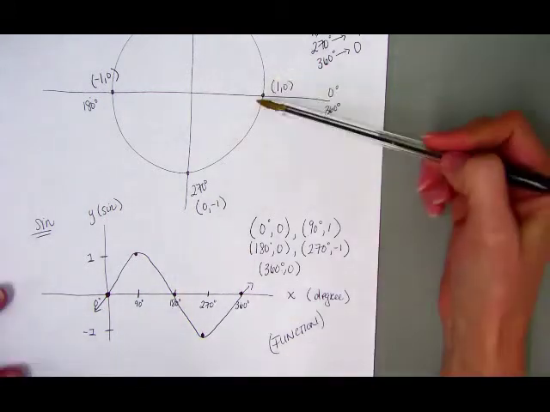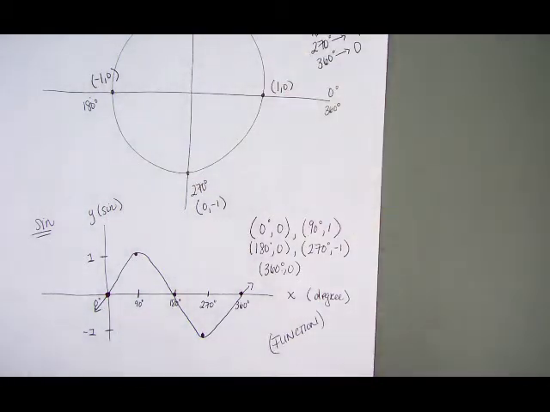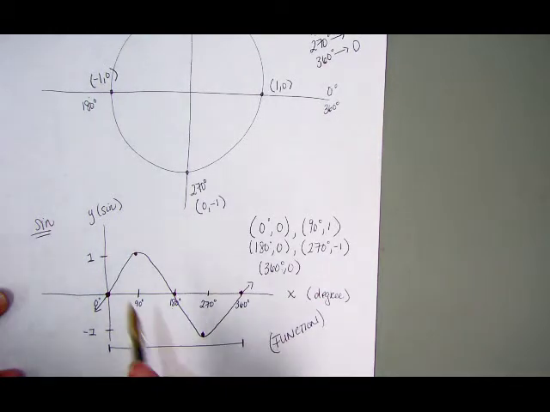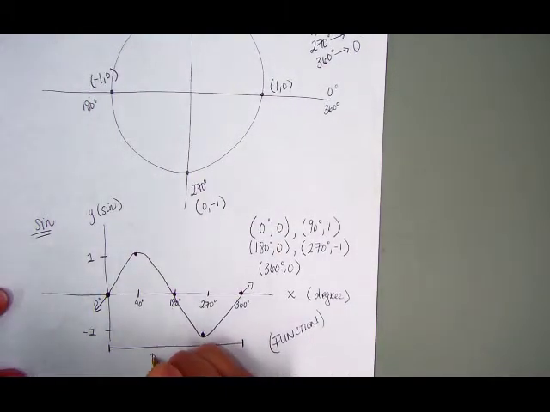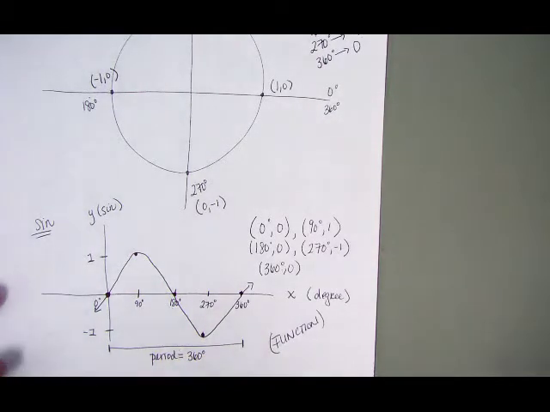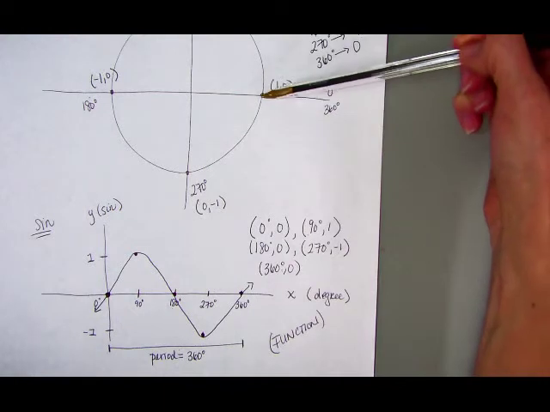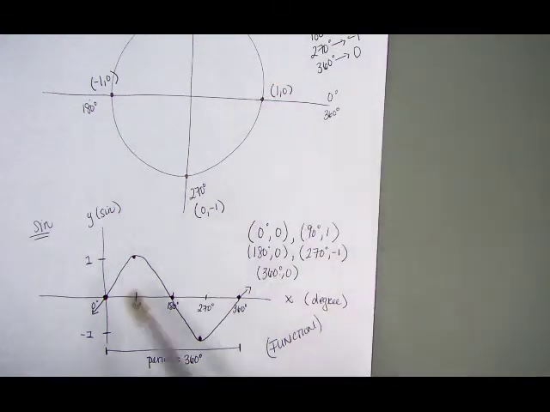As we go through this one time around my circle, if you remember back to the vocab on the other page, this is what we call a period. Alright, so your period, starting at 0 degrees to 360 degrees, one time around my circle, is 360 degrees. So all the way around my circle, I didn't repeat anything at all.